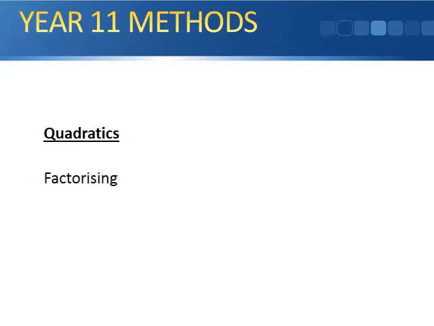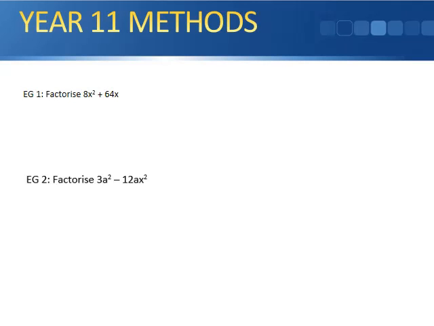Okay, we're up to factorisation today. Now, factorisation is the opposite of expanding, so we want to put it in brackets. So the first example says factorise this one here. So we'll look at the numbers first. This one's an 8, and this one's 64. The number that goes into both 8 and 64 is 8.